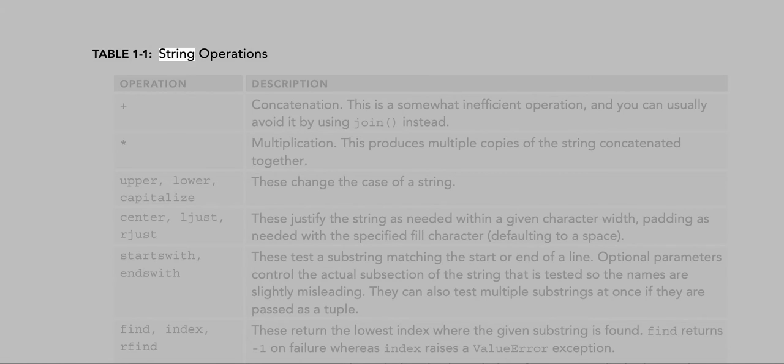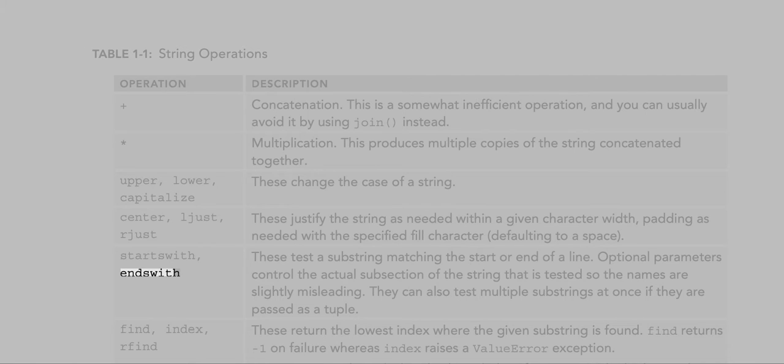Table 1-1, string operations. Plus: concatenation. This is a somewhat inefficient operation, and you can usually avoid it by using join instead. Asterisk: multiplication. This produces multiple copies of the string concatenated together. Upper, lower, capitalize: these change the case of a string. Center, ljust, rjust: these justify the string as needed within a given character width, padding as needed with the specified fill character, defaulting to a space.